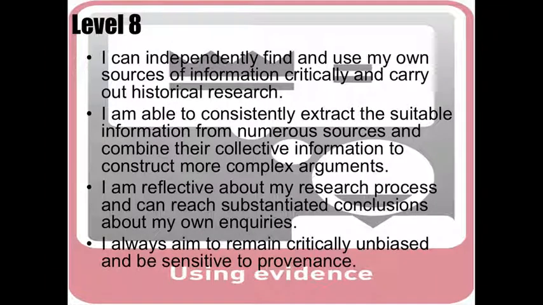Level 8 again comes back to the theme of independent work. Students can consistently extract the suitable information from a range of sources. Students are reflective about their research and can draw substantiated conclusions from their own inquiries.